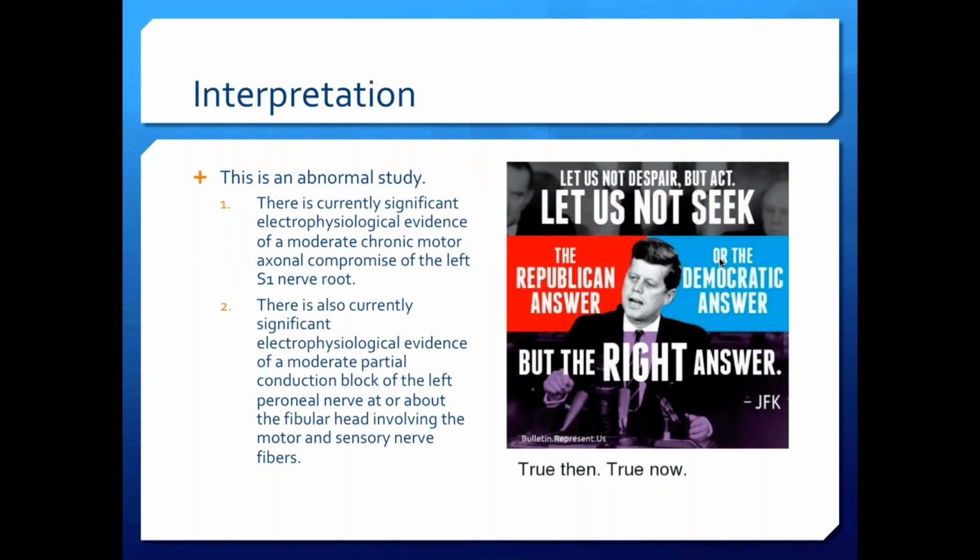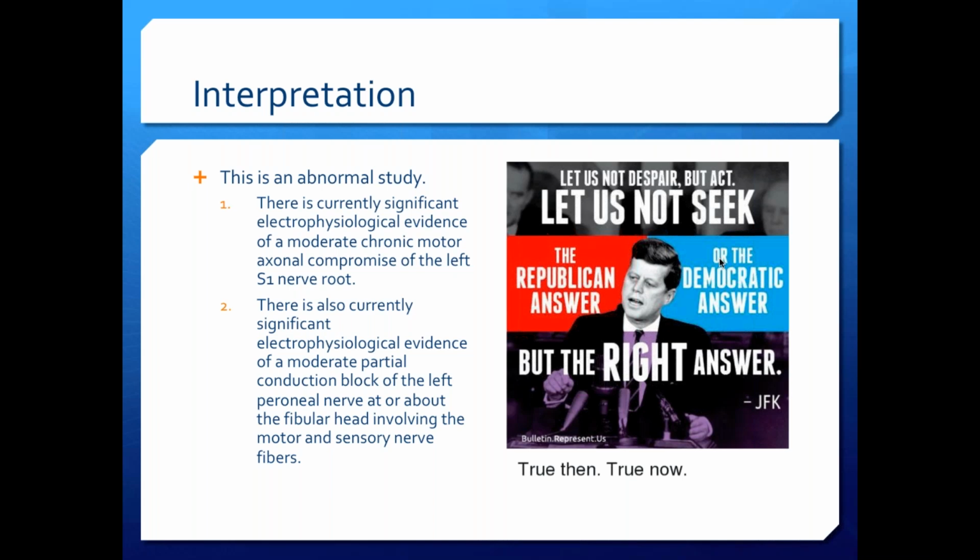So we have to look at, and in politics today, I'll throw up a JFK there, we look for the right answer, not my answer, not your answer, but the right answer. So this was an abnormal study. Again, we ruled in with our EMG that you have a chronic motor axonal compromise of the left S1 nerve root. But we also have electrophysiologic evidence of a moderate partial conduction block.